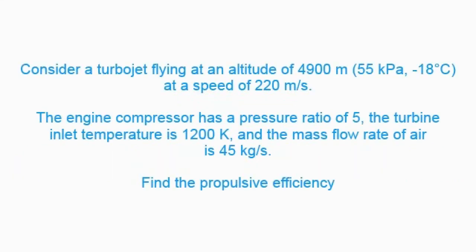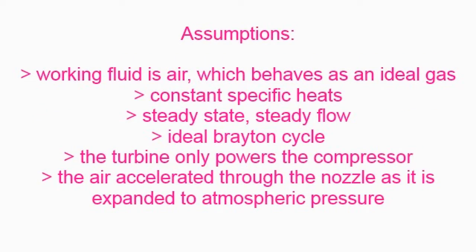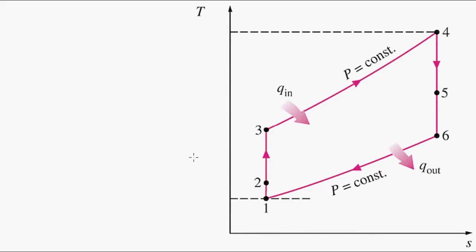Here we're considering a jet propulsion cycle with a gas turbine. We're given a turbojet engine with these parameters, and we're asked to find the propulsive efficiency. Here are our standard assumptions, with constant specific heat and the cycle we're using.